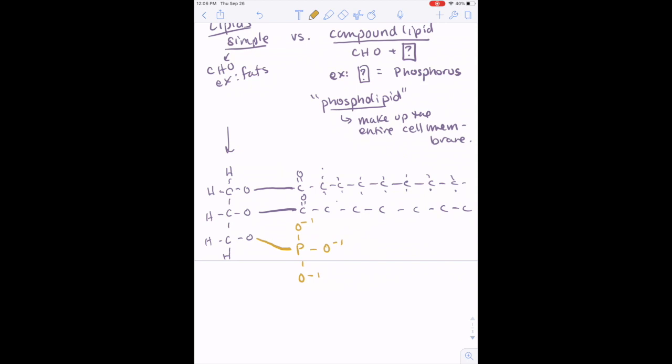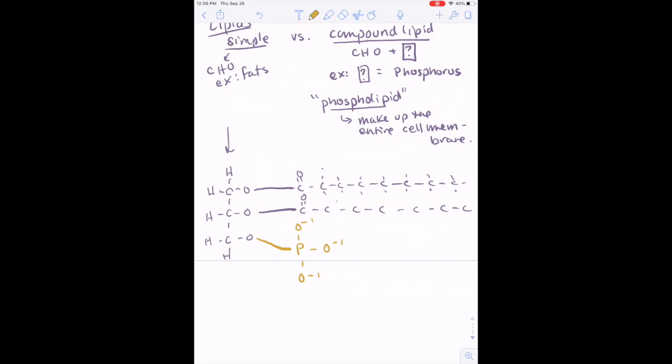So we've got this phosphate group here with a negative charge on it. Is that going to be hydrophobic or hydrophilic? Is this going to hate to dissolve in water, or is it going to love to dissolve in water? Think about that for a sec. Is it going to like to dissolve in water or hate to dissolve in water?